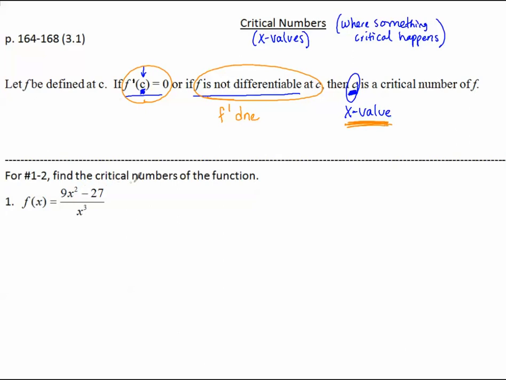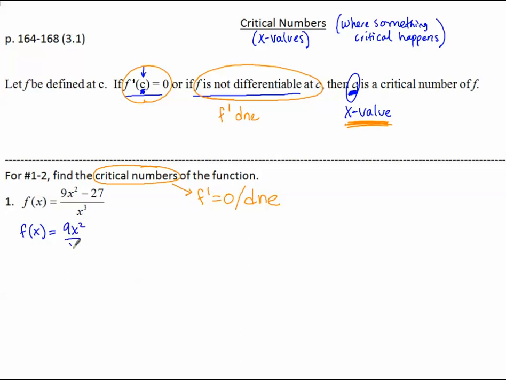So let's practice finding the critical numbers of the function. We just have to figure out where the derivative is either 0 or does not exist. As soon as I see critical numbers, I tell myself I'm looking for where f prime equals 0 or does not exist. So what do I need to find first? f prime. If I'm going to find f prime and I have a quotient, let's first think, do I need the quotient rule? I certainly don't. So let's just rewrite this function so that I don't need the quotient rule.